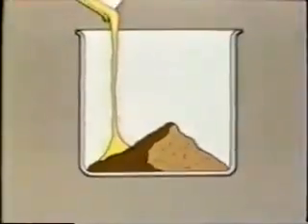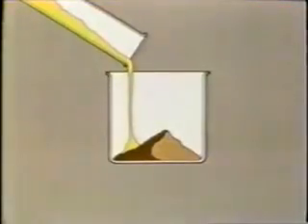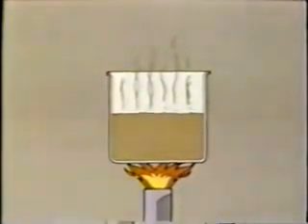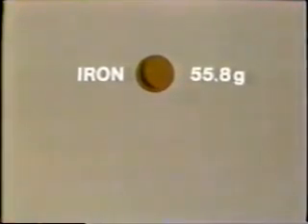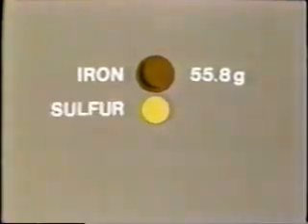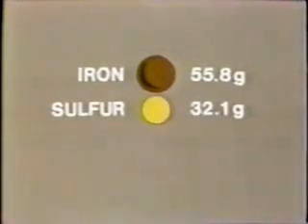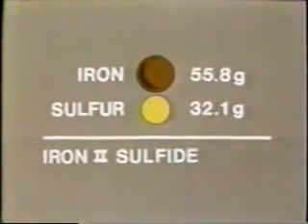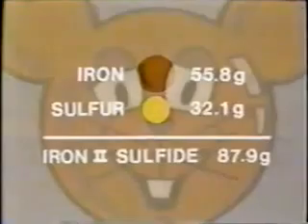In chemical reactions, the mole can be used to measure not only atoms, but also molecules. The mass of a mole of iron atoms is 55.8 grams. The mass of a mole of sulfur atoms is 32.1 grams. So the mass of a mole of iron(II) sulfide is simply 87.9 grams.